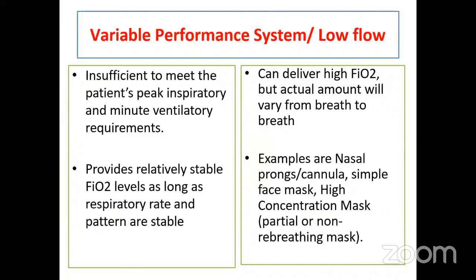Variable performance system with low flow. Insufficient to meet the patient's peak inspiratory and minute ventilatory requirements. Provides relatively stable FiO2 levels as long as respiratory rate and patterns are stable. So once we fix it, they can keep on giving the oxygenation, but if the patient's clinical status changes, suppose his oxygen demand increases, so we'll have to change.